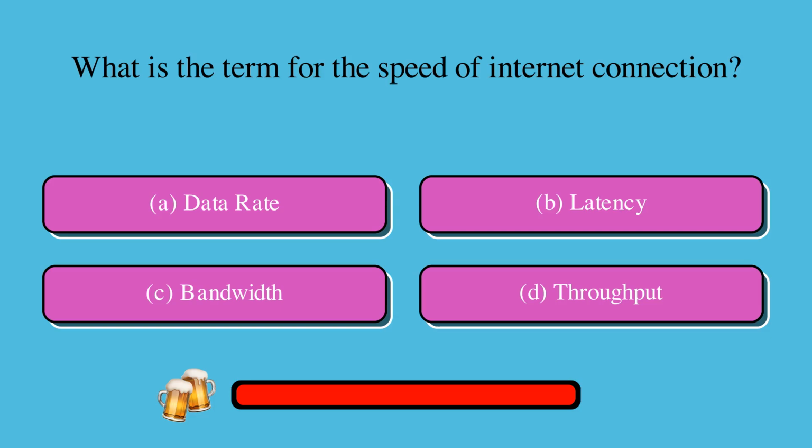What is the term for the speed of internet connection? Is it A, data rate, B, latency, C, bandwidth, or D, throughput? The correct answer is C, bandwidth.